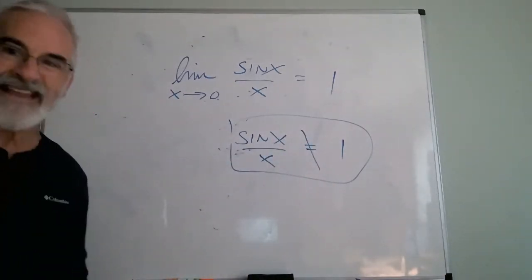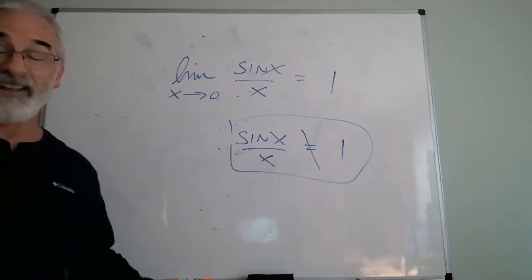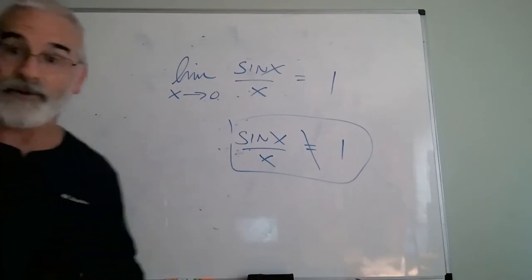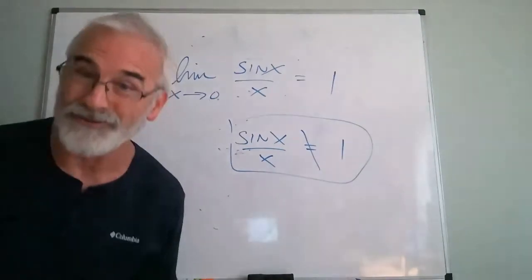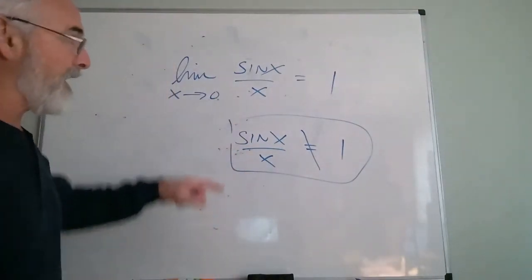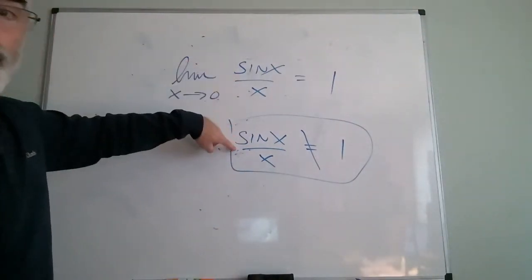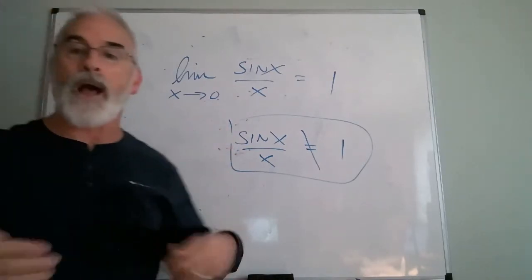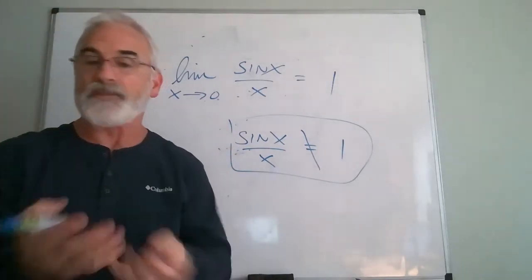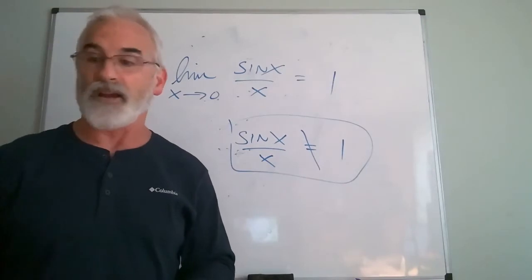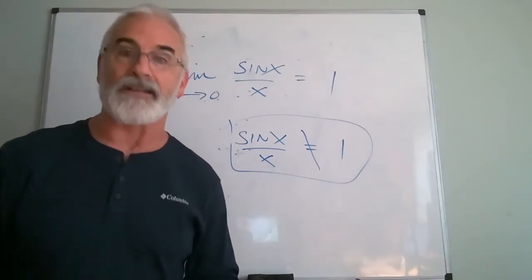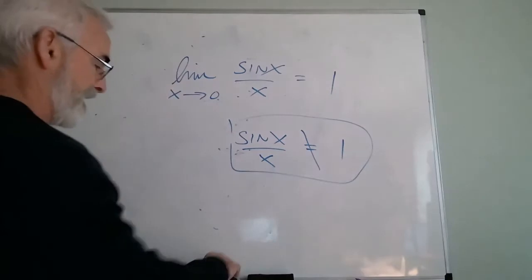Sine X over X is never equal to 1. In fact, the only time sine X and X are ever equal is when X is 0, which is not going to work. The limit is 1. The quotient is never 1. And again, if I drop the limit, then I'm saying something that's very untrue. Sine X over X is most definitely not equal to 1, but the limit is, and that's really important.